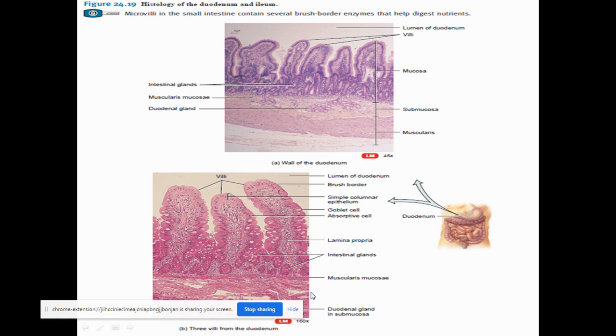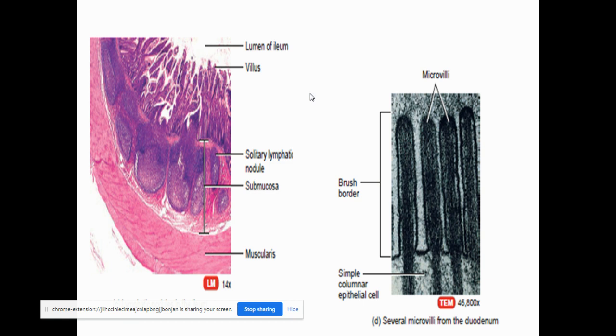This is the next region, the duodenal mucosa, and you have the duodenal gland called Brunner's gland present in the openings of the intestinal glands. It is called Brunner's gland. We will move on to the next picture. These are the several microvilli, very small microvilli, magnified. These are the brush borders.